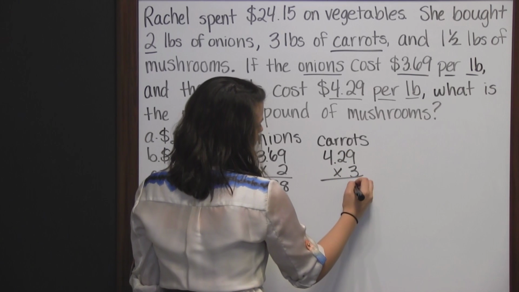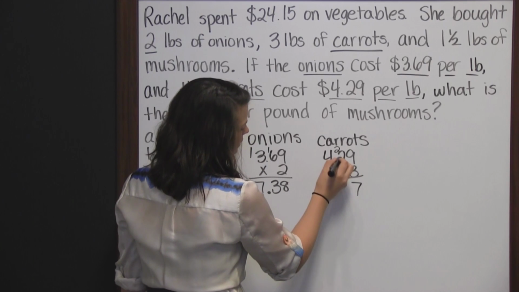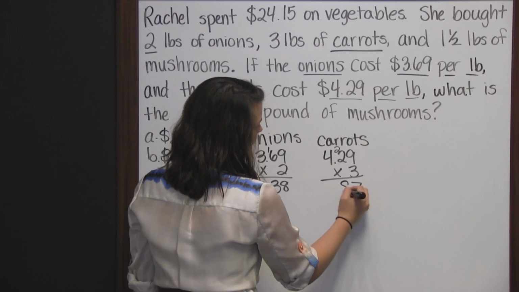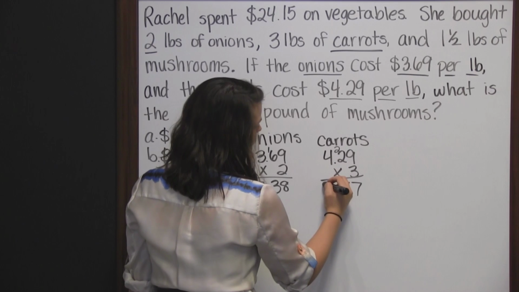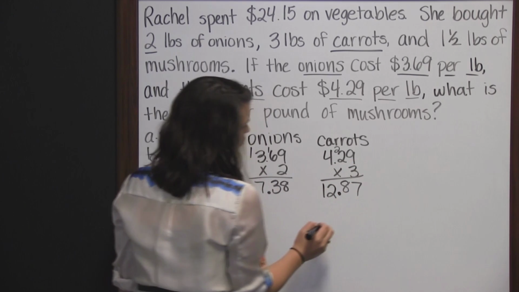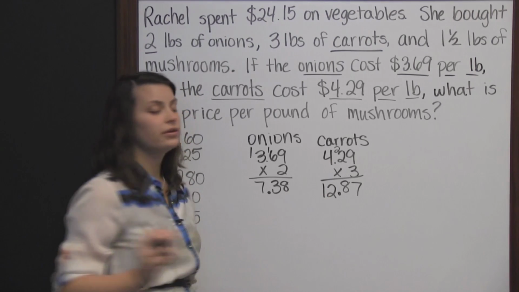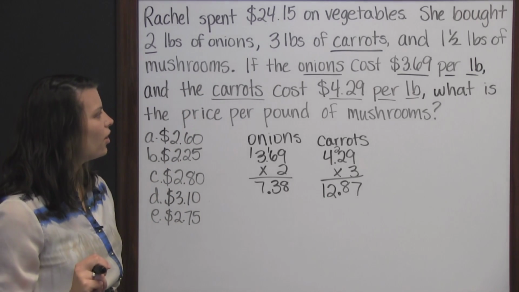3 times 9 is 27, write the 7, carry the 2. 3 times 2 is 6, plus 2 is 8. And 3 times 4 is 12. 2 numbers behind the decimal, 2 numbers behind the decimal. So she spent a total of $12.87 on carrots.